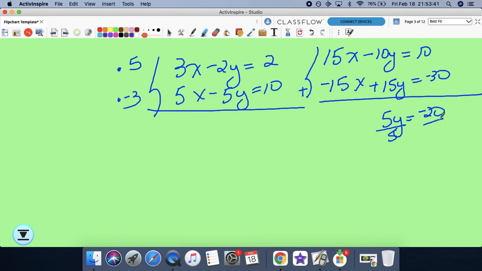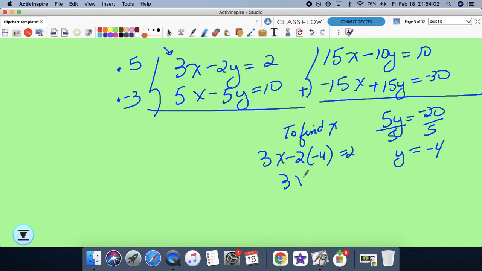Divide both sides by 5. y equals negative 4. Now pick any of the equations to find x. I'm just going to stick to this one right here. 3x minus 2 times y, which I know now, is negative 4, equals 2. 3x, this is 2 times 4, positive 8, equals 2.